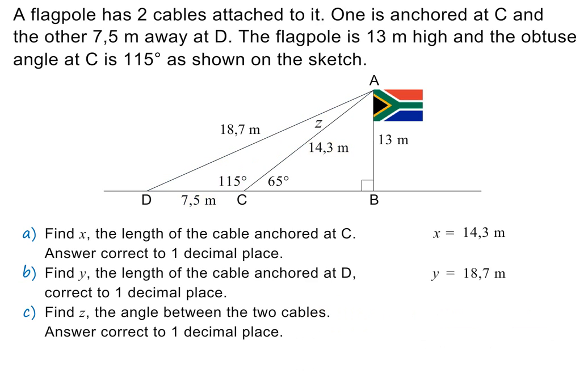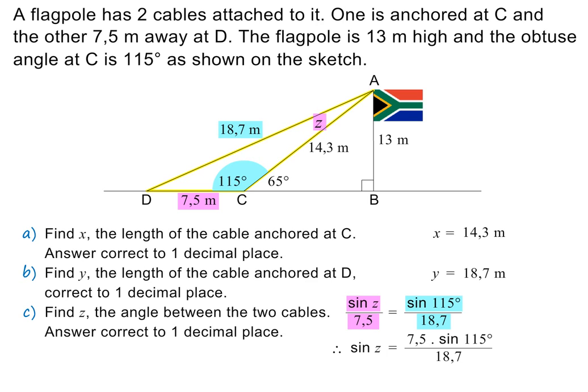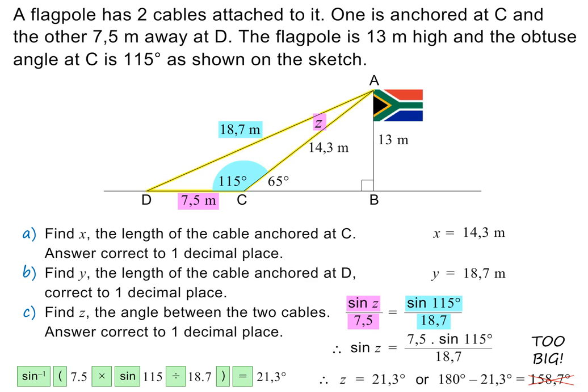In part C, we are asked to find z, the angle between the two cables. We will again need to use this triangle. Lucky for us, we know this obtuse angle and the length of the side opposite it. And we know the length of the side opposite z. This means we can apply the sine rule as follows. Next we need to get sine z on its own on one side. Correct to one decimal place, angle z is equal to 21,3 degrees. This is the only angle that will work in this triangle.